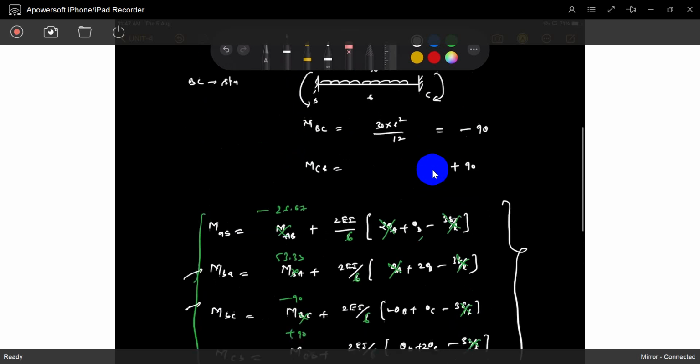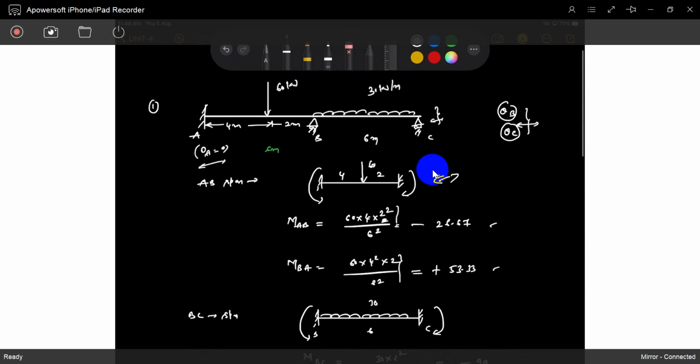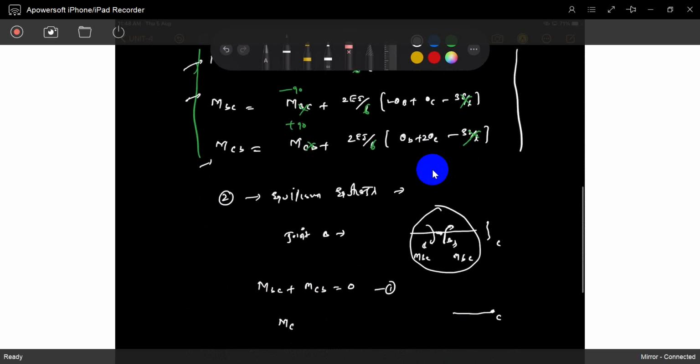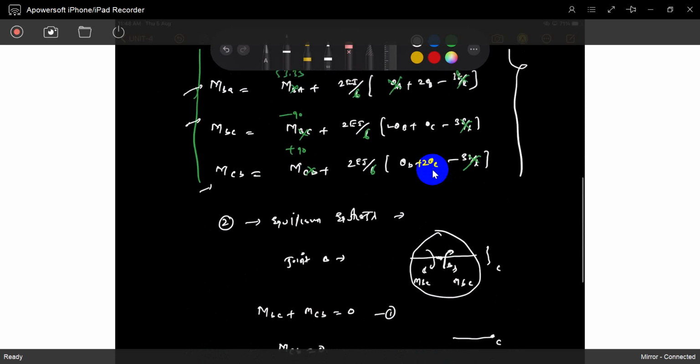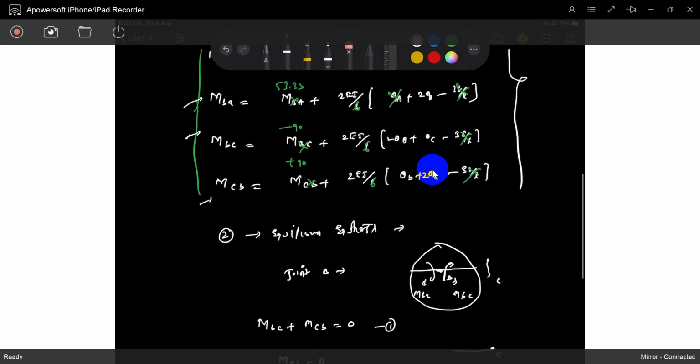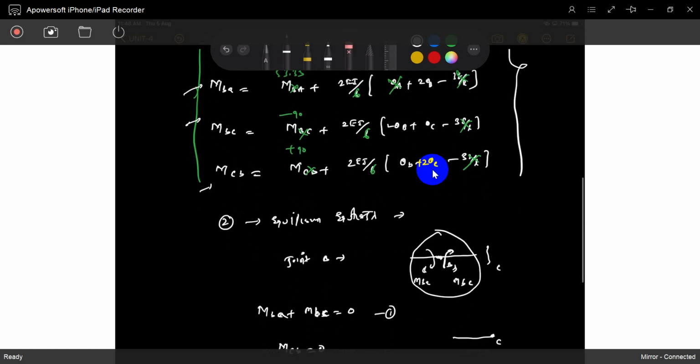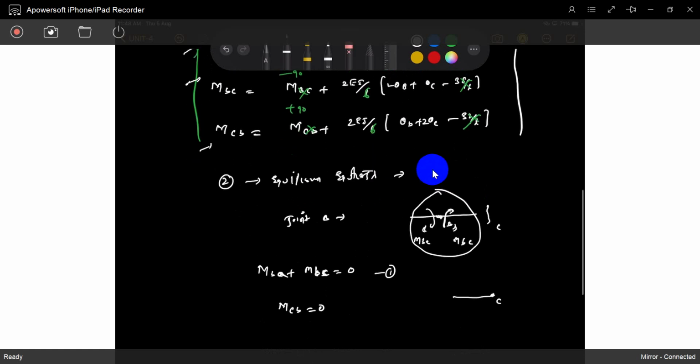Joint C is a hinge support, so the moment is 0. MCB is 0. Sorry, for joint B, the moments are MBA and MBC. That's the first joint B, so this is the second equilibrium equation. Are these understood? Those are the equilibrium equations. Based on that, you can solve for theta B and theta C, and then you can find the moments. That's enough.